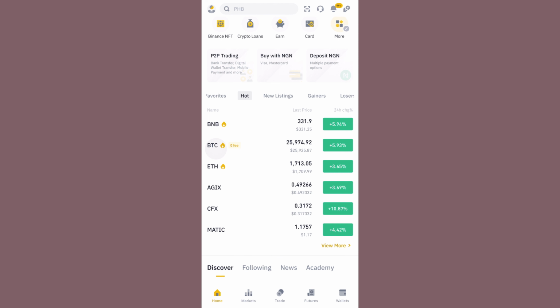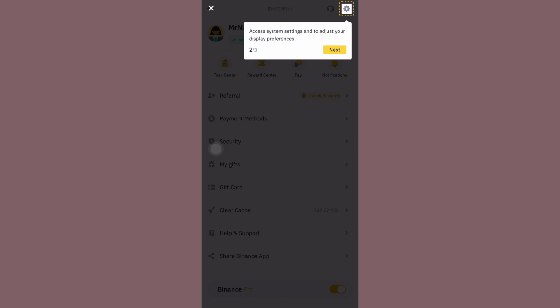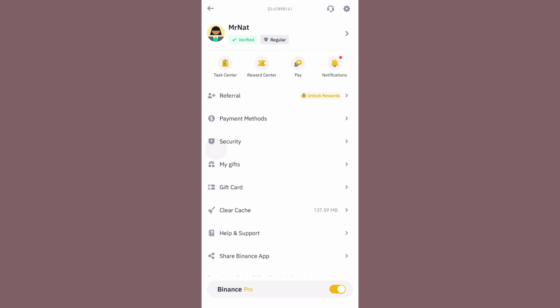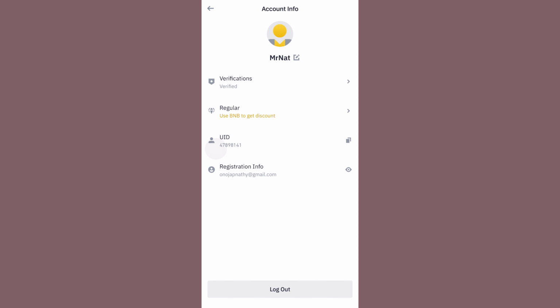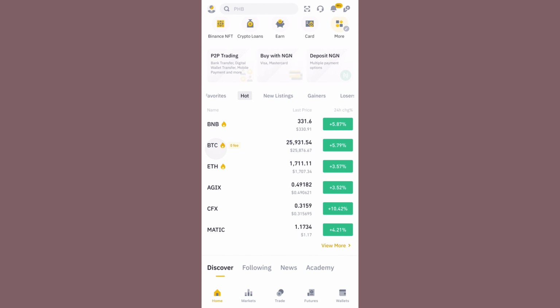Okay, when you register on Binance, you would be asked to do your KYC verification. KYC means know your customer. You would have to upload your ID, your name, and the rest of them. All right, so once you are verified, you can see here that I am verified. You will then come back to start your trading properly.